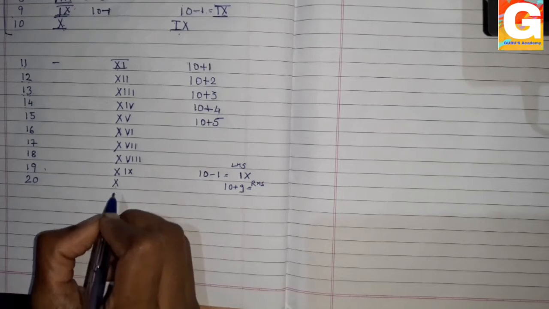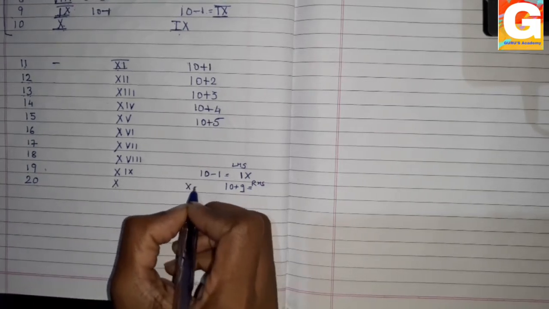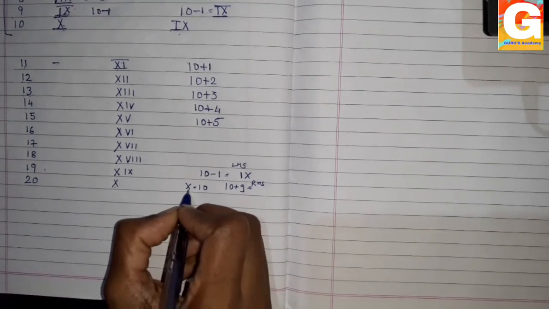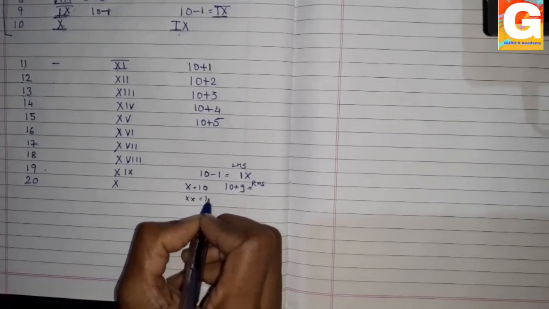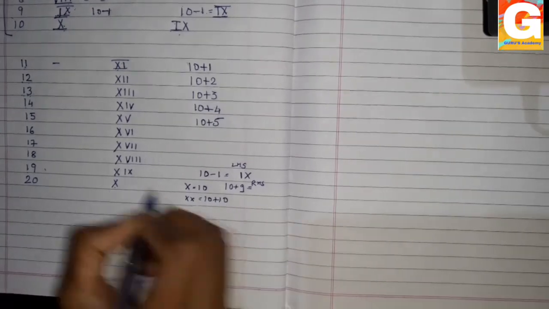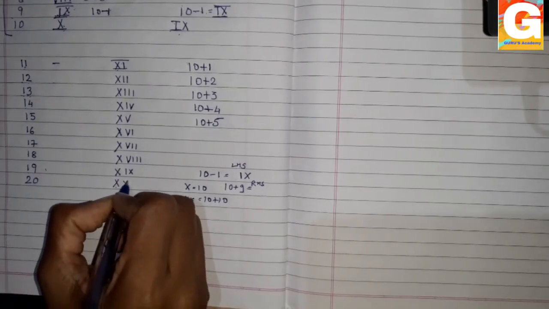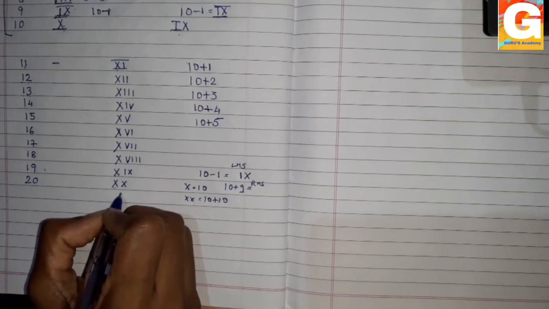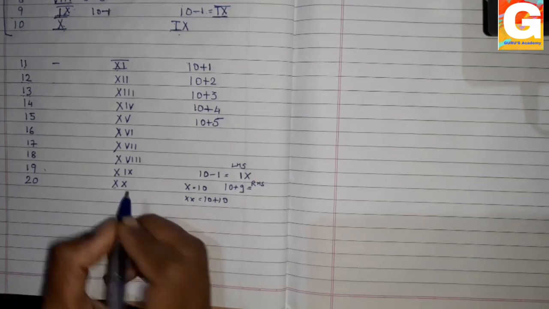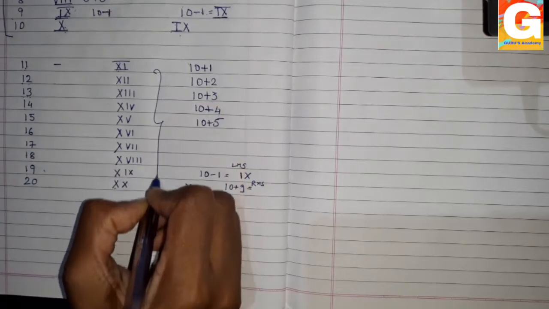Now comes 20. You all know this is for 10. So if you write one more X, that means 10 plus 10. So this is your one more X, this is 10 and 10 makes 20. So this is how we are supposed to write 11 to 20.